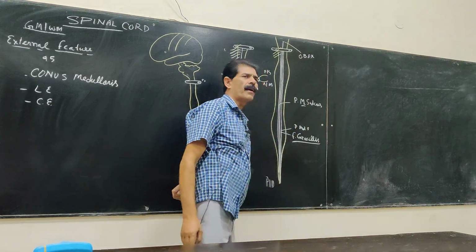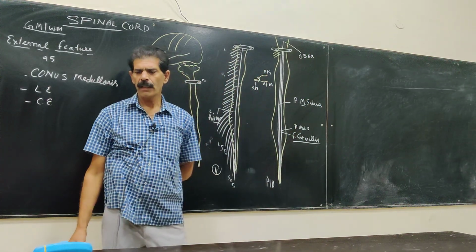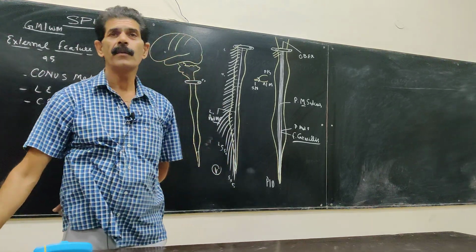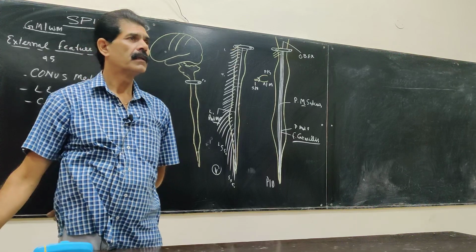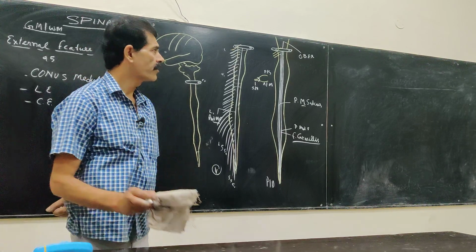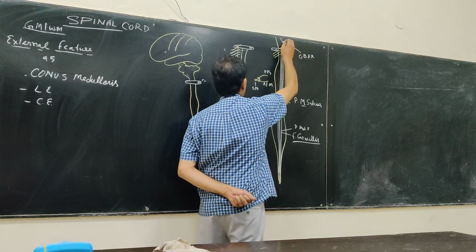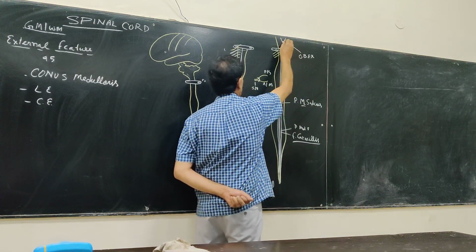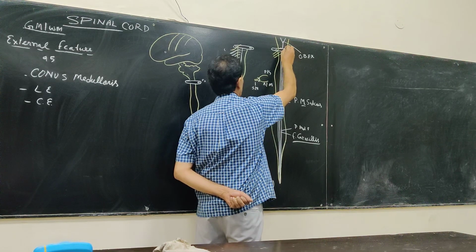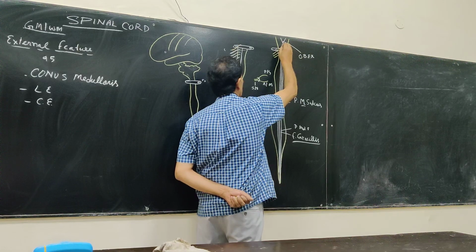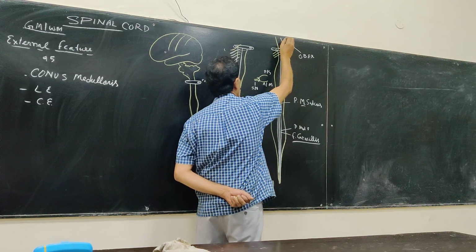Obex is the dorsal part of the medulla, where above the obex is the open part of the medulla, and below is the closed part, if you remember your brain classes. So above the obex is the open part of the medulla, and below this is the closed part. Here the fasciculus gracilis reaches the closed part of the medulla up to the obex.